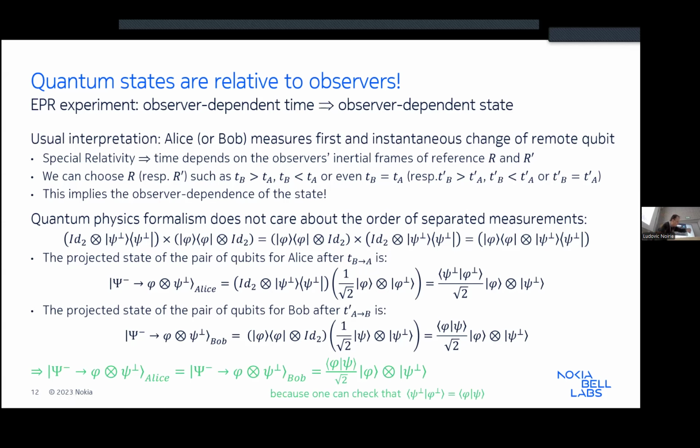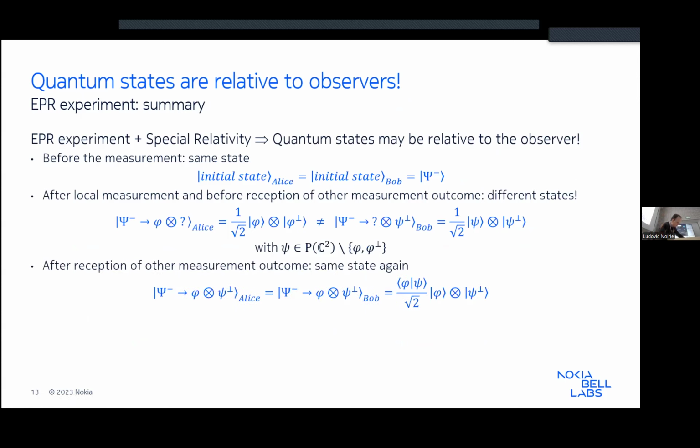And I have almost finished here. This is just the summary. I think I will stop here, in fact, because we are running out of time. Well, maybe I will show shortly one other slide.